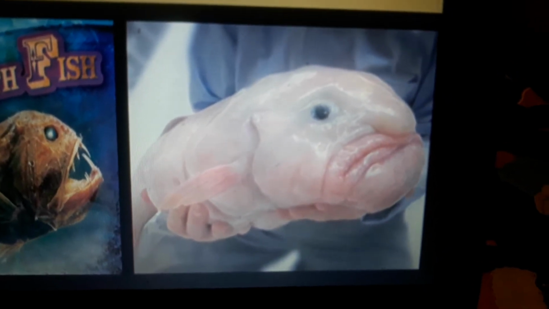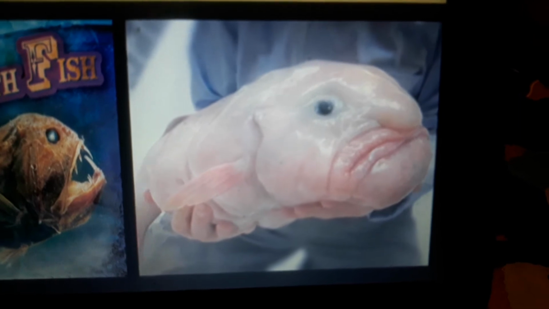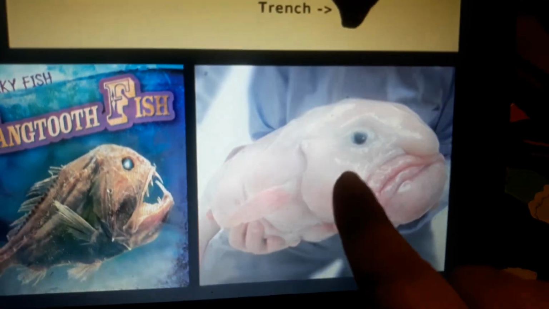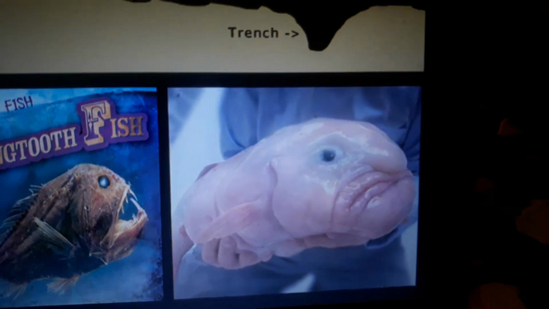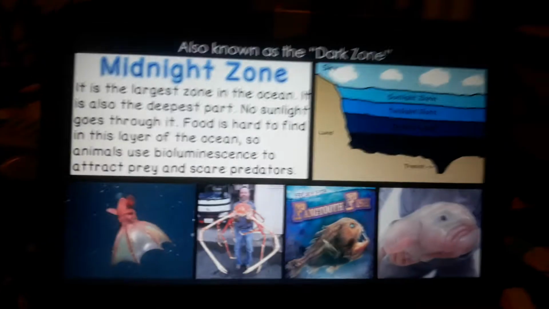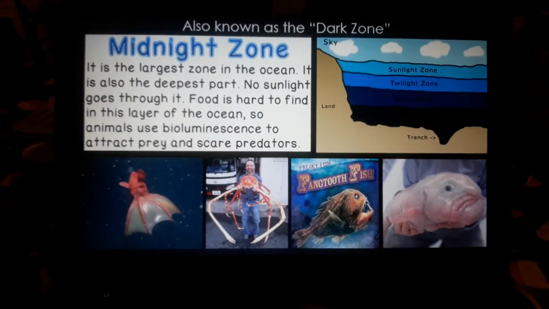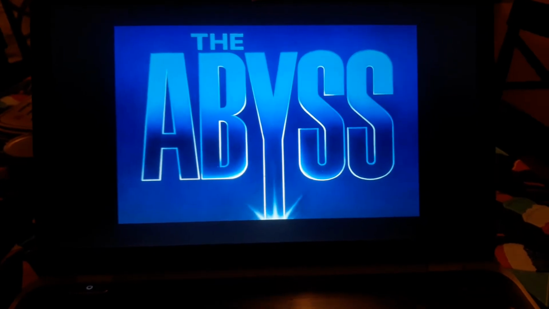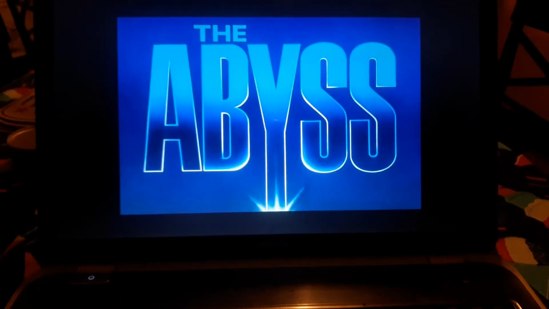And what's really neat about this guy is he has a face. Look at that. He's got lips and a nose and eyes, and look here, he's even got cheeks. Isn't that neat? God has made some really amazing creatures. And after the midnight zone, we have the abyss.